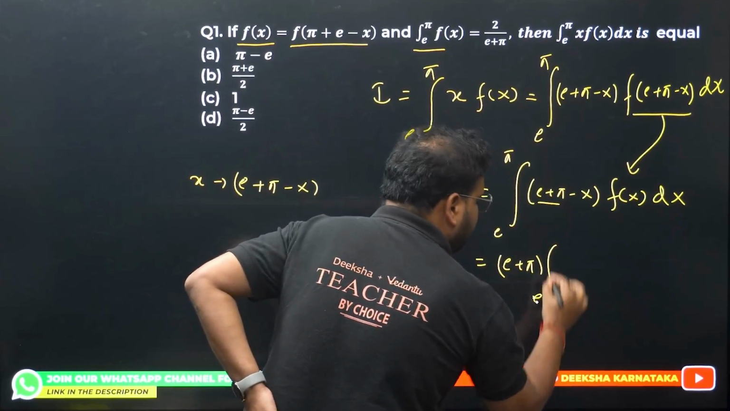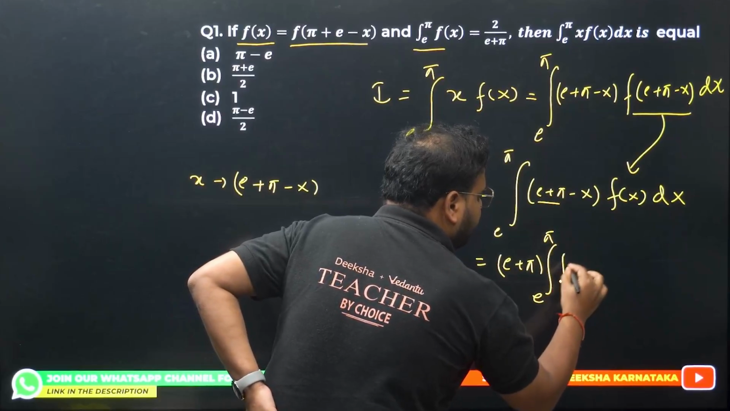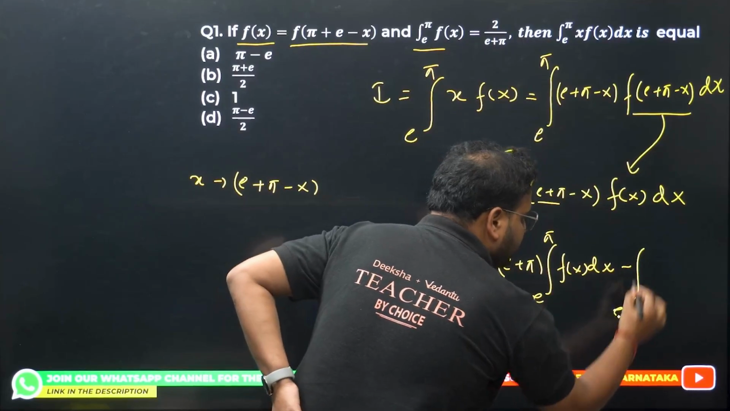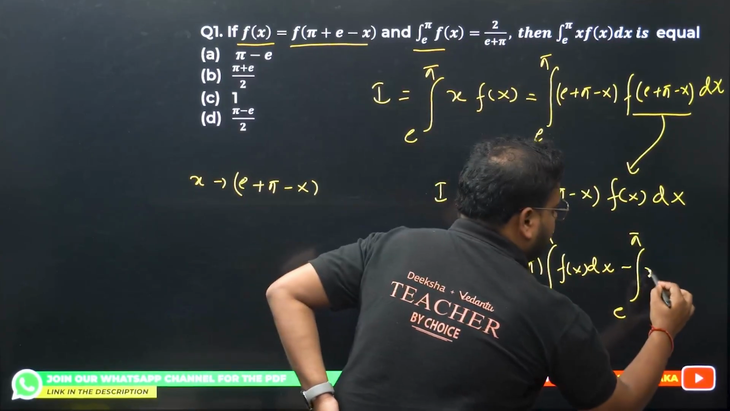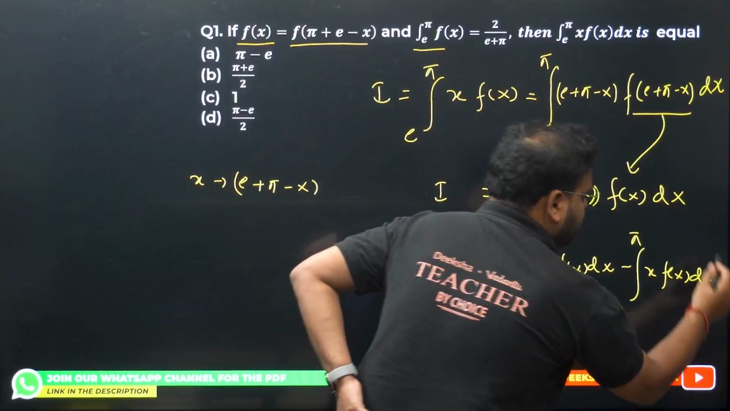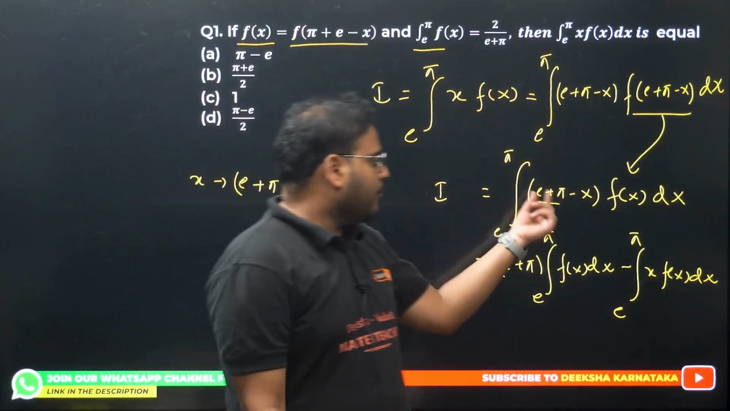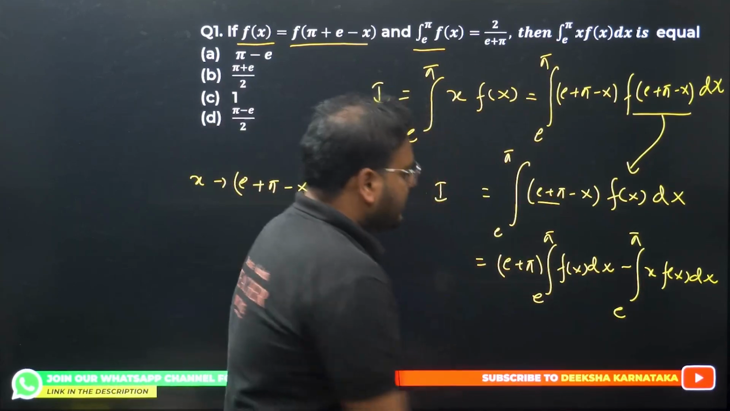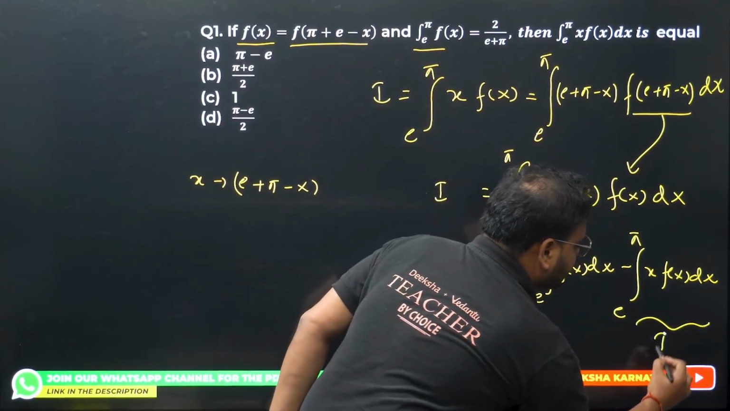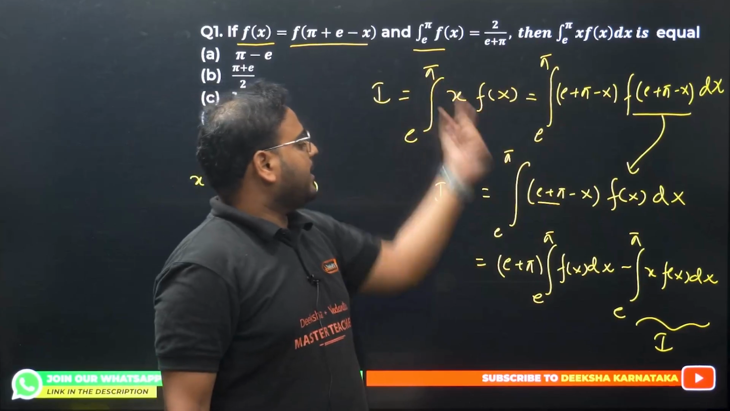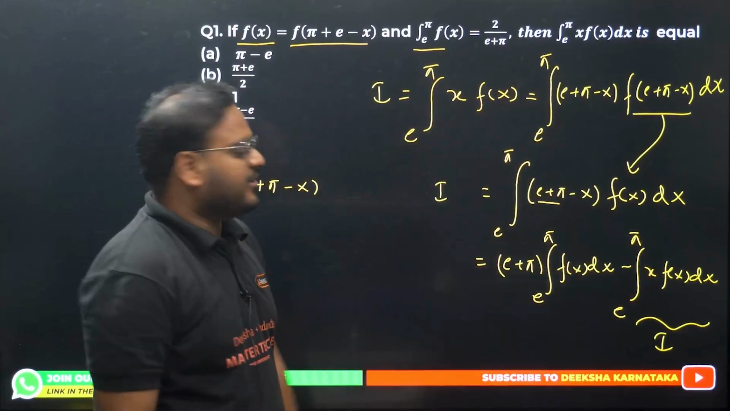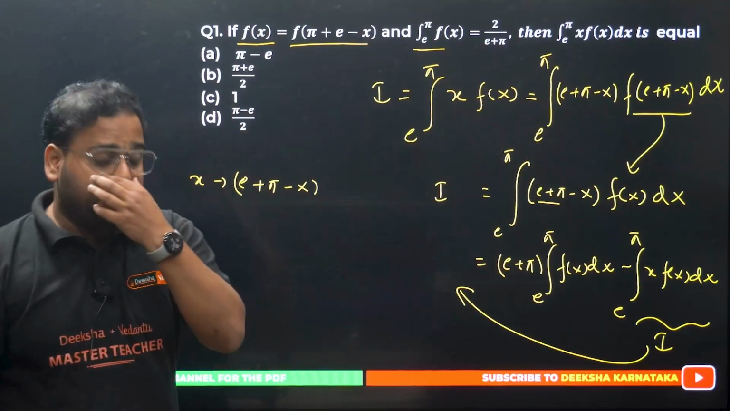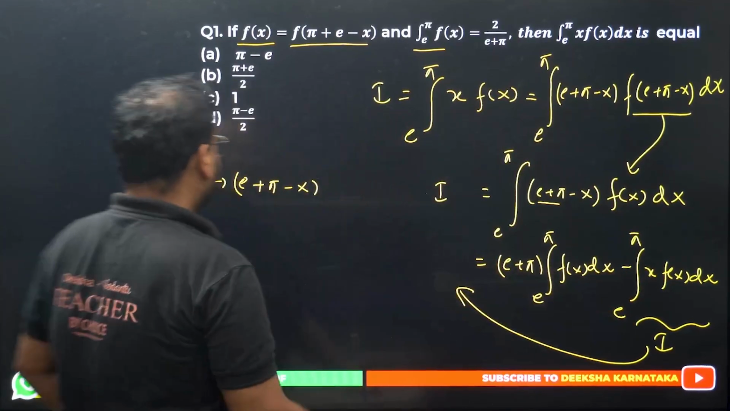Integral from where to where? From e to π of f of x dx, and lastly I'll have a minus sign, integral e to π of x f(x) dx. I've separated this term for e plus π and x individually. This is my one term, this is my second term. Isn't this same as the integration that I started with? Please check. Integral of x f(x) from e to π is the same as my integration. Basically I'm getting I. This I can be moved to this side. It'll become I plus I, because it is negative, right?